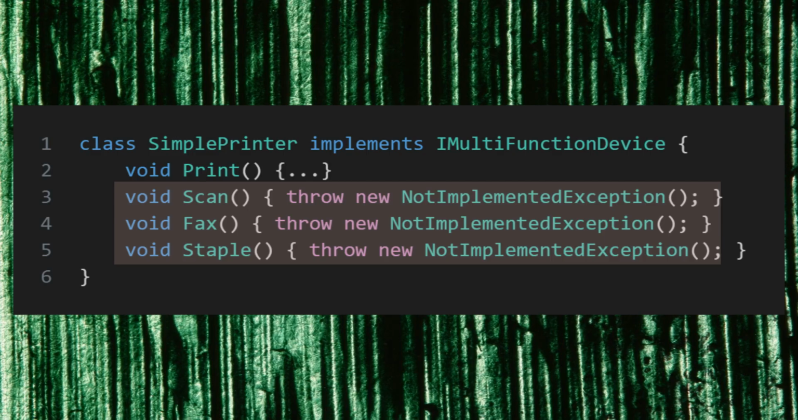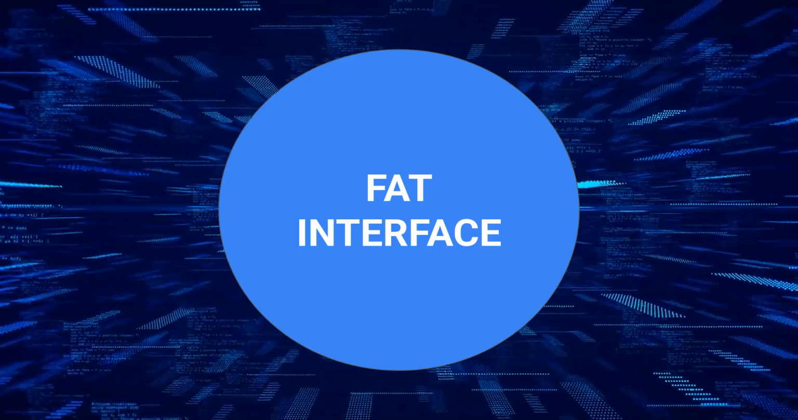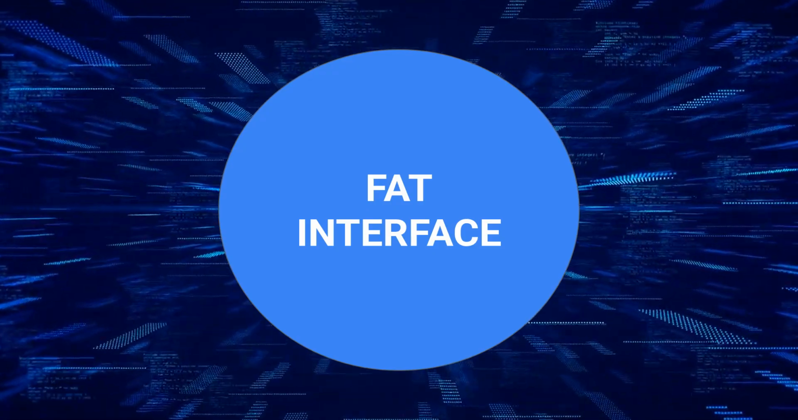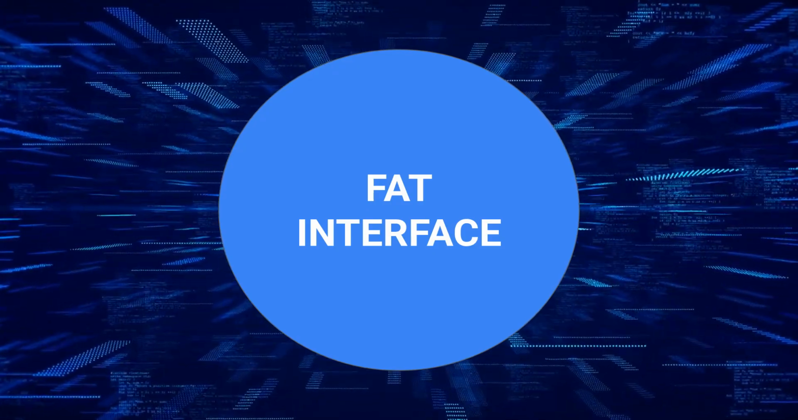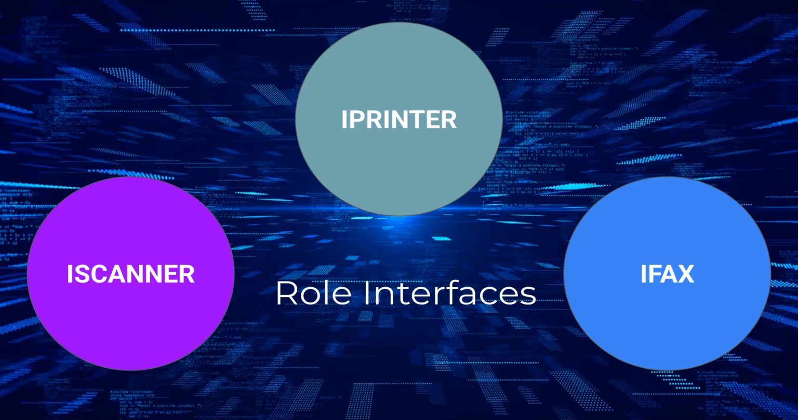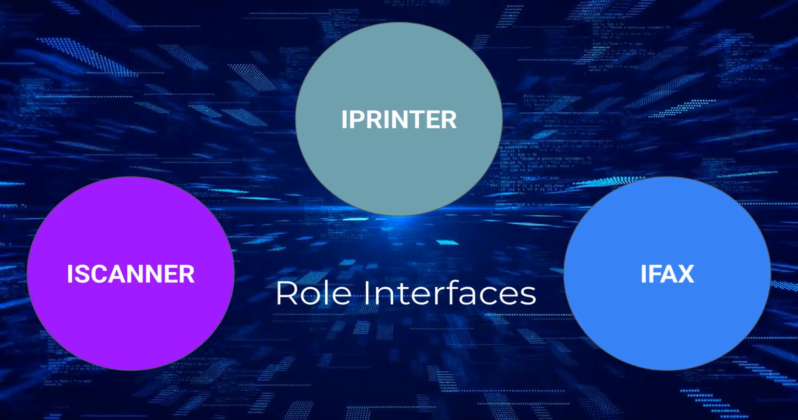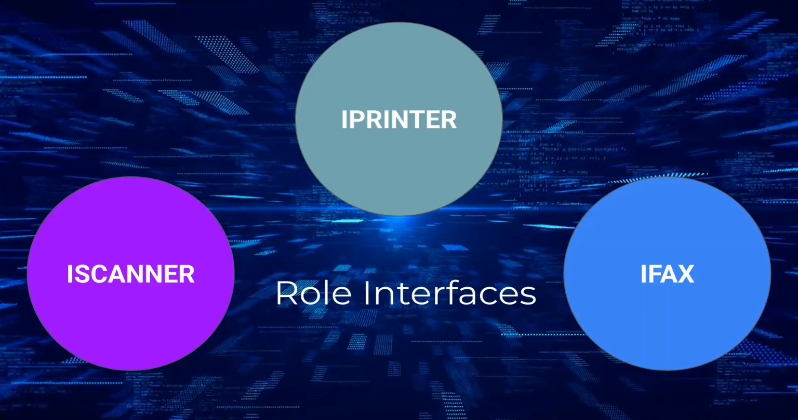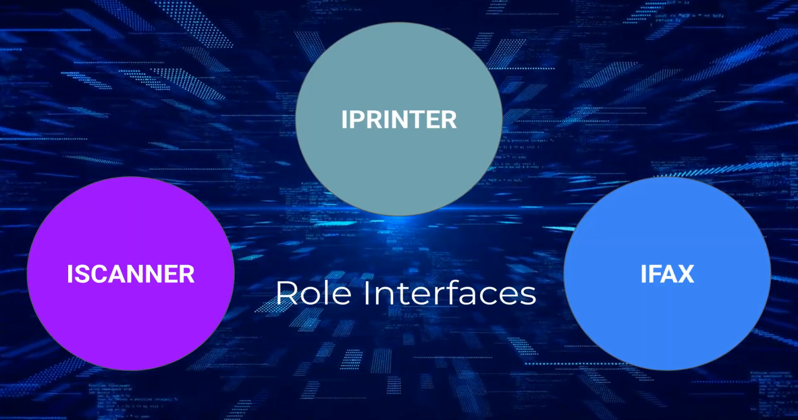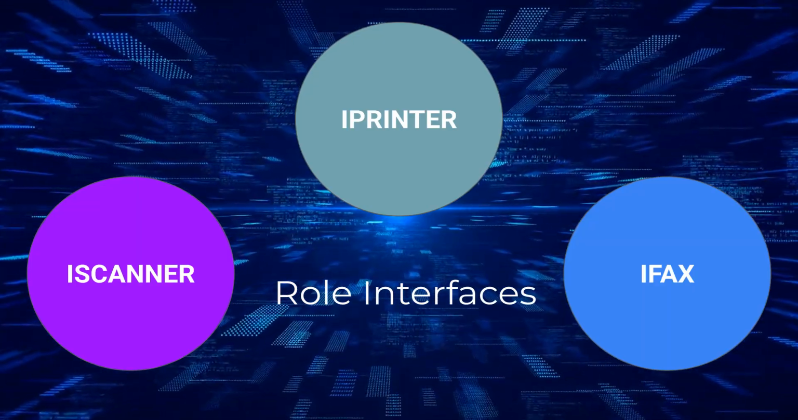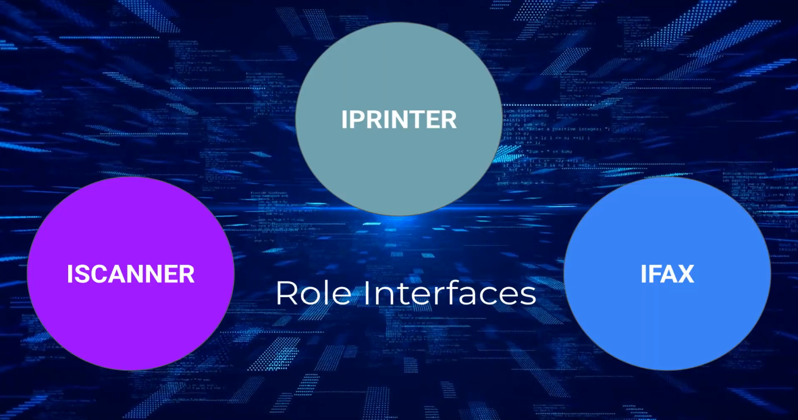The solution is segregation. Instead of one massive interface, we break it down into smaller, role-based interfaces. We create an IPrinter, an IScanner, and an IFax. These are what we call role interfaces. They define a specific behavior rather than a general identity.